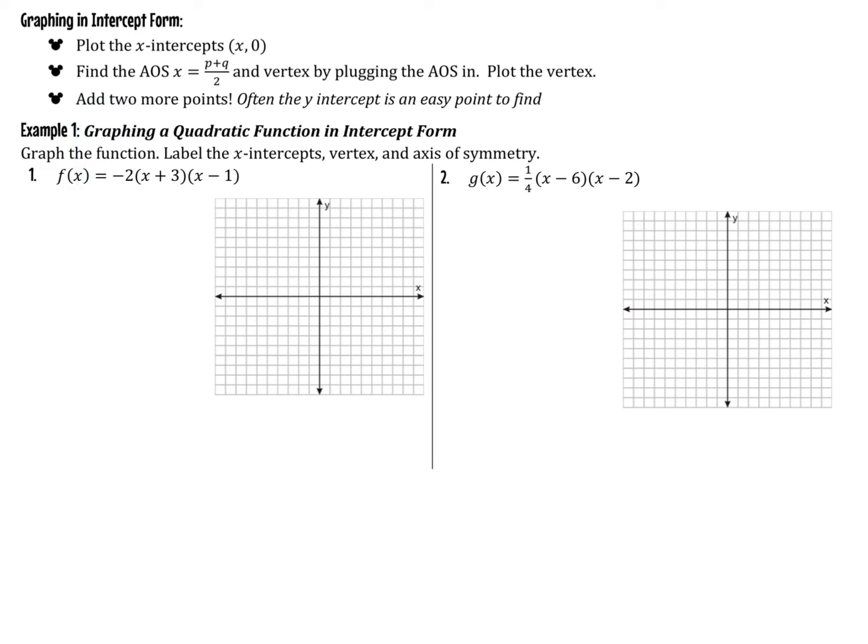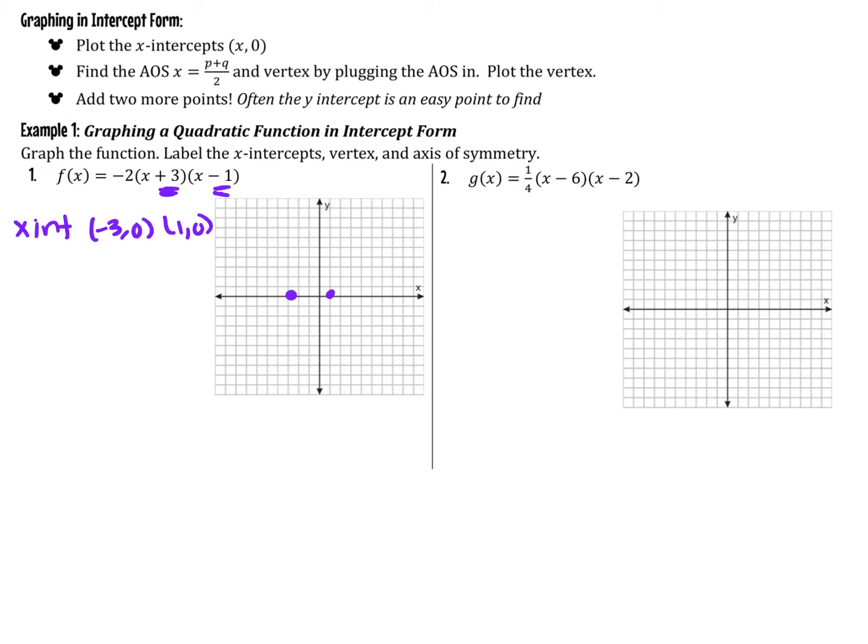So let's start and walk through this step by step. The very first thing we want to do is identify our x-intercepts. So our x-intercepts are going to occur at -3, 0, that's what would make this equal 0, and at 1, 0, that's what would make this equal 0. So I'm going to start by plotting those 2 points, -3, 0 and 1, 0.